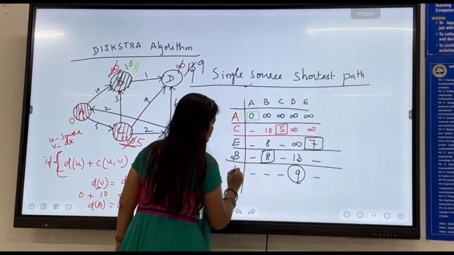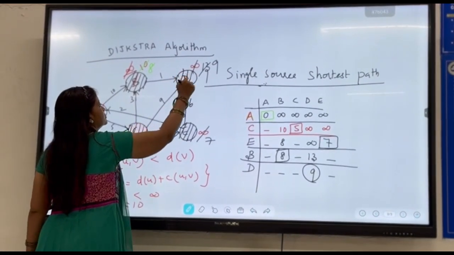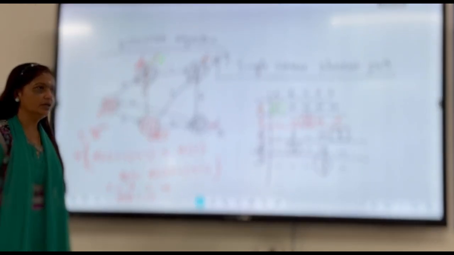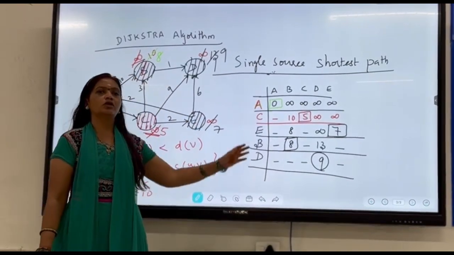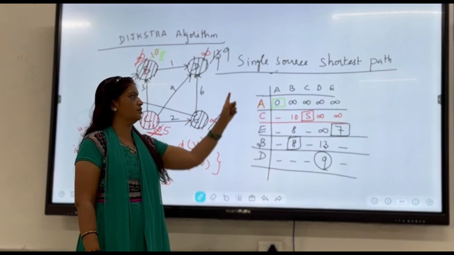D value, so select D. So D is also done. So almost done in the graph. Okay. Now my table is over. Now what do you infer from the table?